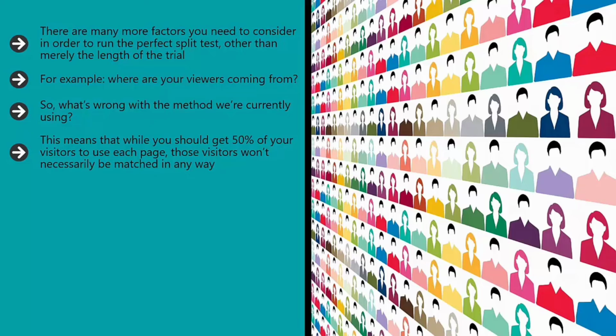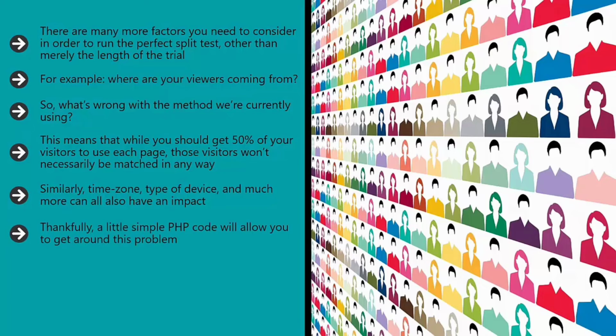Pure chance might mean that everyone from Asia ends up on one version of your website, while everyone from the US ends up on another. This can skew your results again, owing to cultural differences. Similarly, time zone, type of device, and much more can all also have an impact.